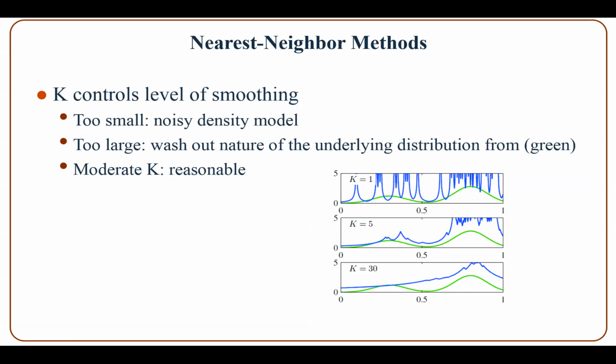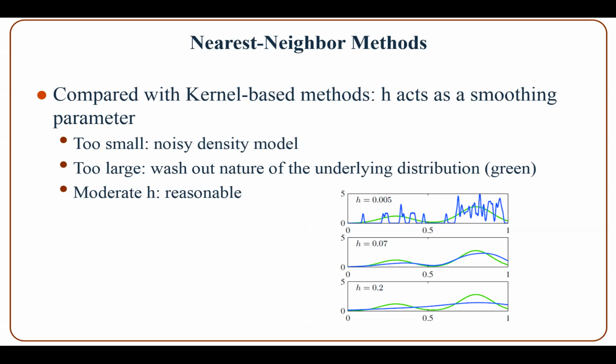The parameter k controls the level of smoothing. If k is too small, then we may get a noisy density model. If k is too large, then it may wash out the nature of the underlying distribution. The figure shows the illustrations when k is too small and too large in the first and the last panel. A good estimate is given in the middle panel with a moderate value of k.